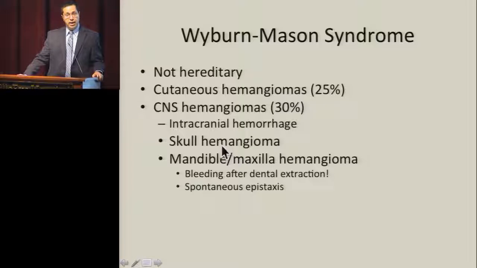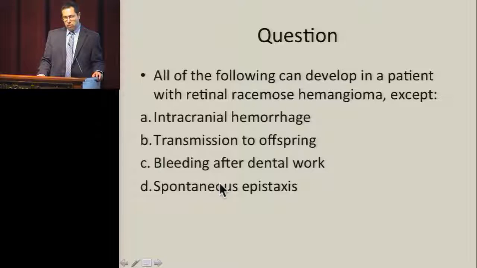In addition, they can have hemangiomas in the skull. They can have hemangiomas in the mandible and maxilla, which can cause bleeding after dental extraction or cause a spontaneous epistaxis. So again, going to the question, the answer is: it can cause intracranial hemorrhage when you have that angioma. It can cause bleeding after dental work and spontaneous epistaxis, but it's not hereditary, okay?